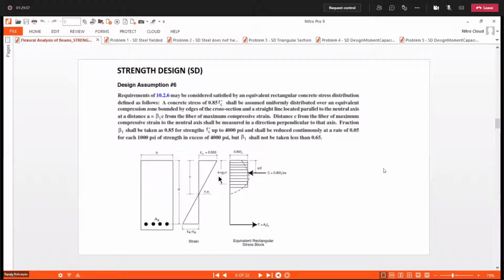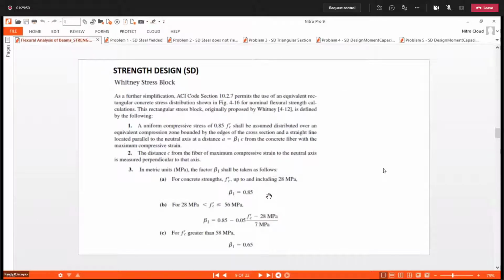Okay? So the computation now of the beta 1, meron tayong sinusundan. So wag na nating intindihin yung nakasulat dito. Mas madali kung titingnan natin dito. Ayan. Ito yung condition, no, para makuha natin yung depth ng rectangular compressive block, no? So as mentioned here, ito ang tawag dun sa ating equivalent rectangular block ay Whitney stress block.